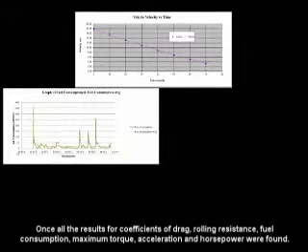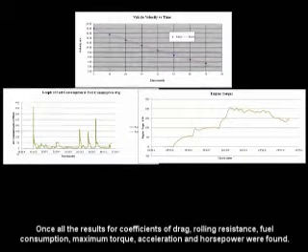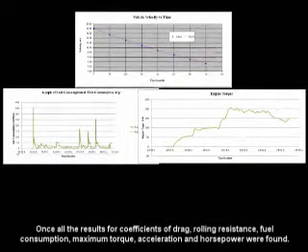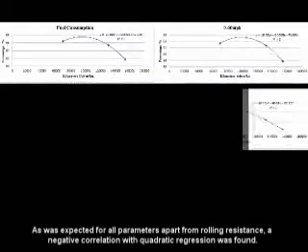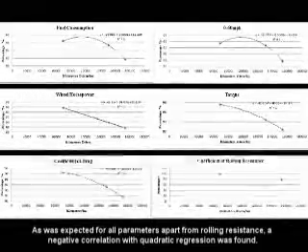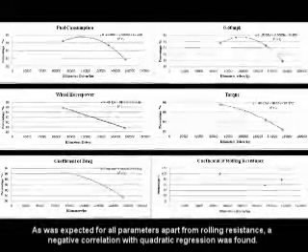Once all the results for the coefficients of drag, rolling resistance, fuel consumption, maximum torque, acceleration, and horsepower were found, the percentage decrease was then calculated for each parameter and plotted against mileage. As was expected for all parameters, apart from rolling resistance, a negative correlation with quadratic regression was found.